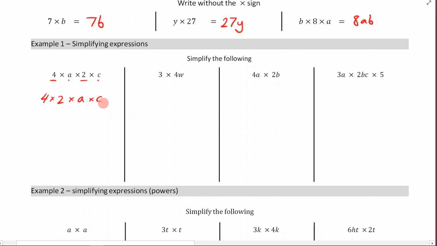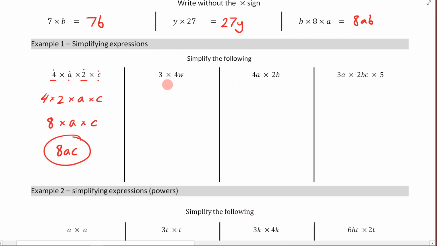Remember the property of multiplication, that you can do it in any order. What I mean by that is 3 times 4 is the same thing as 4 times 3. So the fact that I have moved these around hasn't changed anything. Now, what is 4 times 2? Well, 4 times 2 is 8. And then I'm just going to bring this part right down. Now I have 8 times a times c, and we know we can just write that like this. So what we have just done here is we multiplied together the numbers, and then the pronumerals, we just put them next to each other.